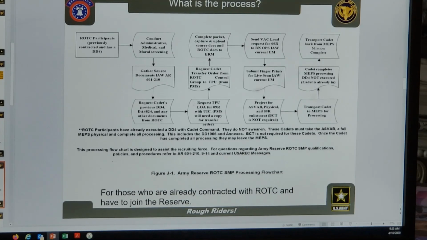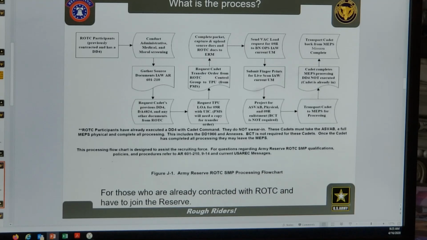Gather the source documents just like you would. Chapter 2. You're going to request the cadet's DD Form 4, 4824, and all of their documents. Generally, that's going to come in a packet already ready to go from ROTC. The scholarship officer knows what needs to happen because the scholarship officer doesn't get their credit until this person's in the reserve. So they're going to put it all together for you. If they don't, they're probably new. But having that relationship with them, you'll be able to work that out.